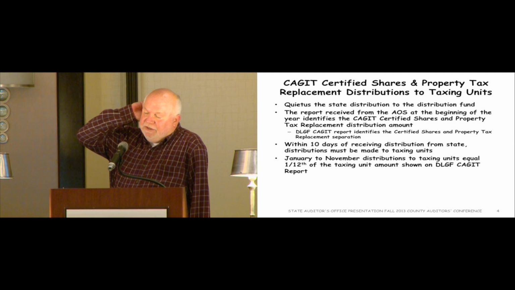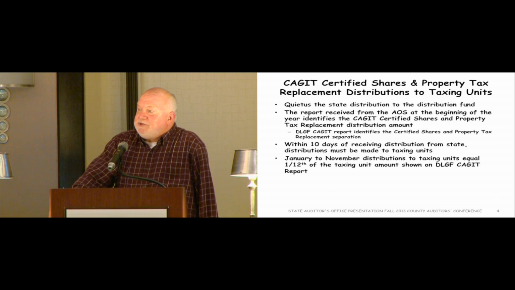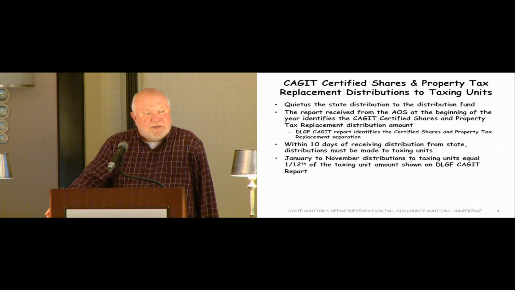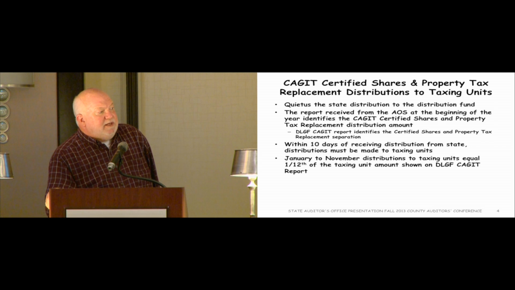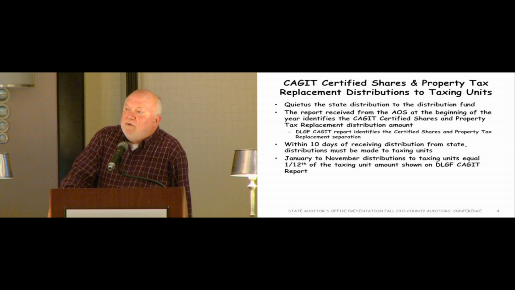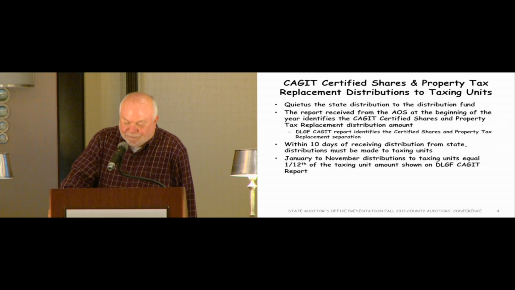Now, I mentioned in the earlier slide that the CAGIT certified shares and replacement credit distribution will include any of these other LOIT uses that you may have adopted, whether it's special legislation, one of the LOIT property tax reliefs, the public safety, or the levy freeze. And you will know what part of the monthly distribution is each of those from the Auditor of State worksheet that we send to you at the time we send the January distribution.